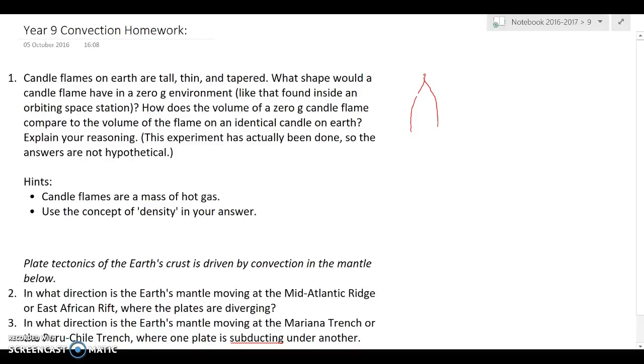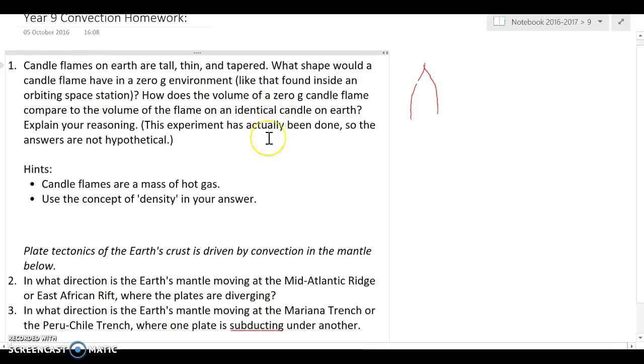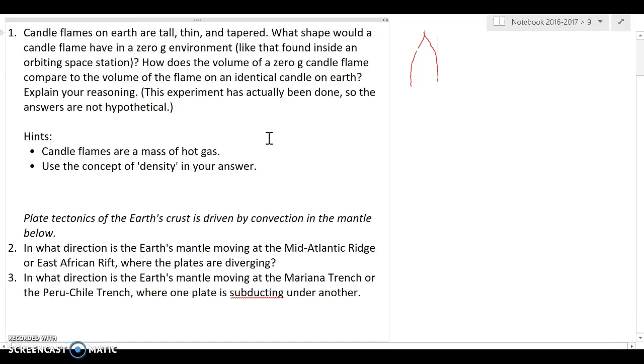Here are a couple of hints I'd like to give you. First is that candle flames are a mass of hot gas, and gases are things which can move. I'd like you to use the concept of density in your answer as well. I'm going to give you no further help than that. Good luck. Questions 2 and 3 have to do with plate tectonics.